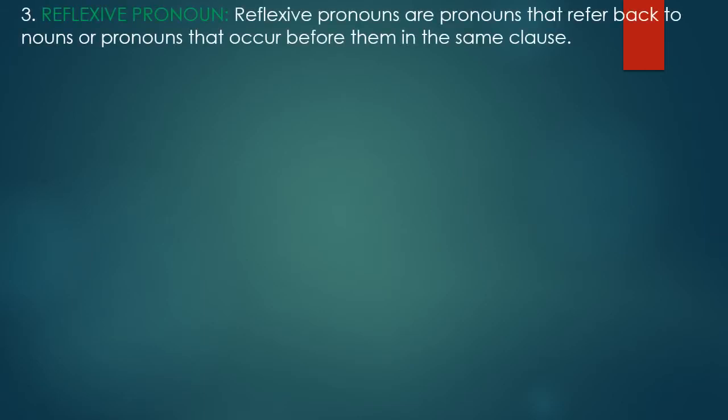Number 3, which is that reflexive pronoun. They are the pronouns that refer back to nouns or pronouns and occur before them in the same clause. What is that? How do we use them? For example, I say I see myself. Obviously, I see myself. I can't say I see yourself. Okay, because I have already told you that my is used with I.